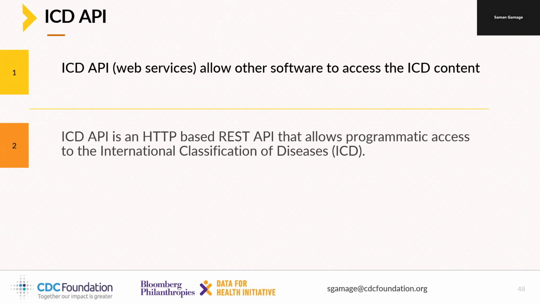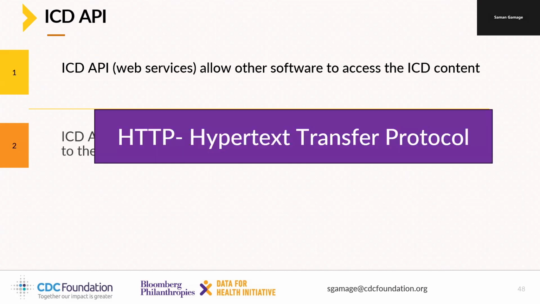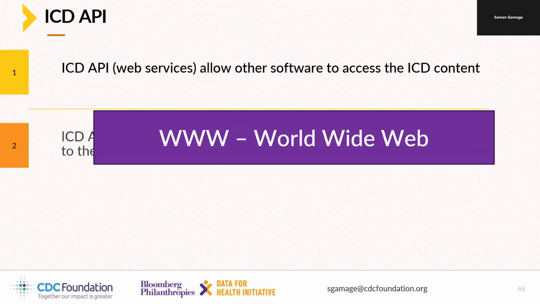An HTTP-based REST API is a type of web service that allows programs to communicate over the internet using the HTTP protocol following the REST architectural style. HTTP stands for Hypertext Transfer Protocol. It's the foundational protocol used by the World Wide Web, WWW, for transferring data between a client and a server.